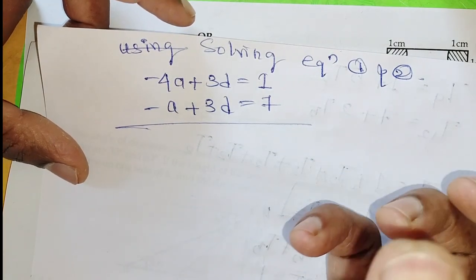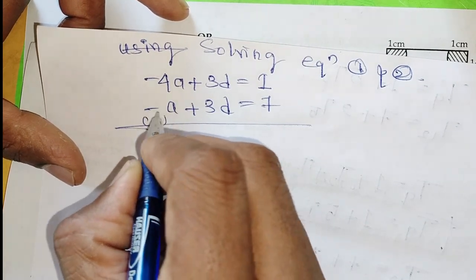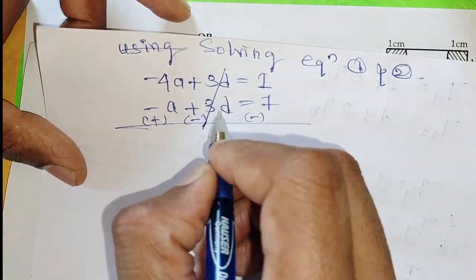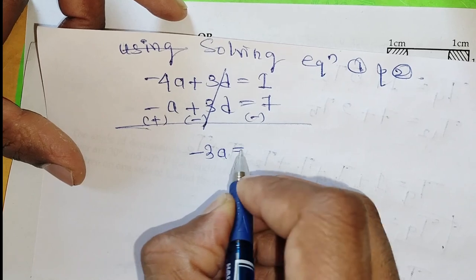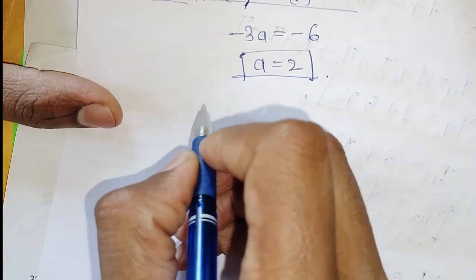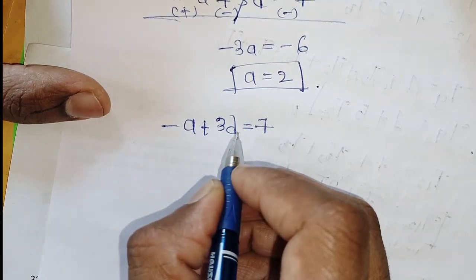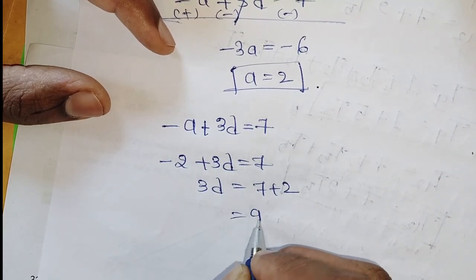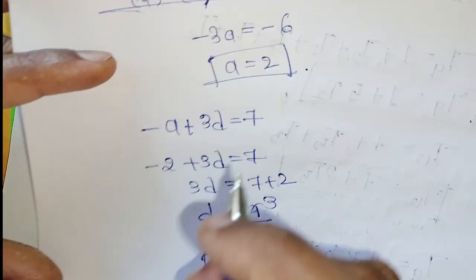You know simultaneous equations, how to solve simultaneous linear equations. We have to change the signs: minus becomes plus, plus becomes minus, and these two get cancelled as 3D and 3D. 3D minus 3D is 0, and the remaining is minus 3A equals minus 6, and A becomes 2. The D can be found by using any one of the two equations. Minus A plus 3D equals 7 can be used, and A becomes minus 2 plus 3D equals 7. 3D becomes 7 plus 2, which is 9. The difference becomes 9 by 3, that becomes 3. This is the answer. So A is 2 and the common difference is 3.